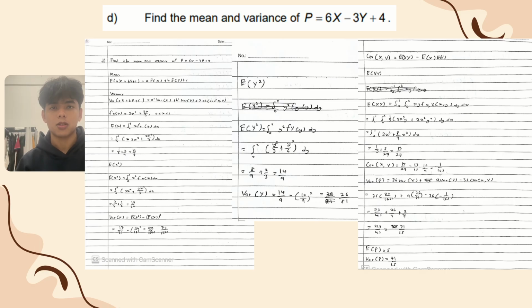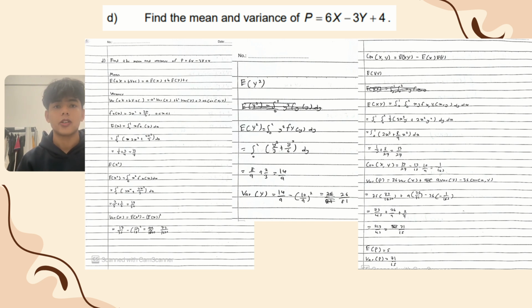Substituting these values, we get 6 times 13 over 18 minus 3 times 10 over 9 plus 4. This simplifies to 13 over 3 minus 10 over 3 plus 4, which gives us the final answer of 5. Therefore, the mean of P is 5.